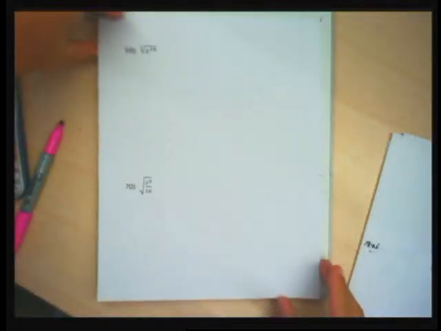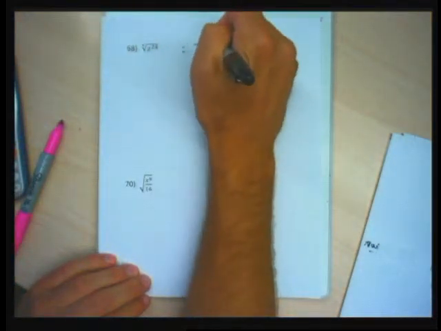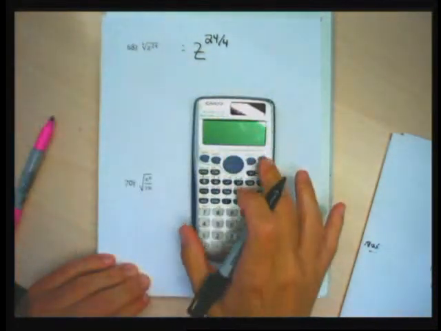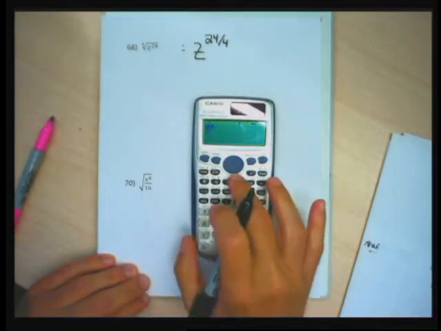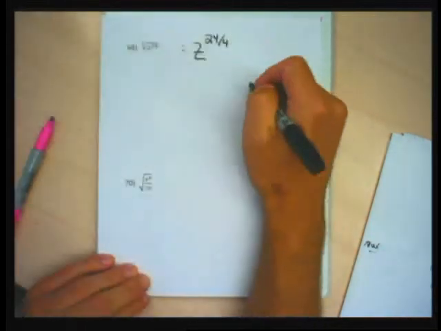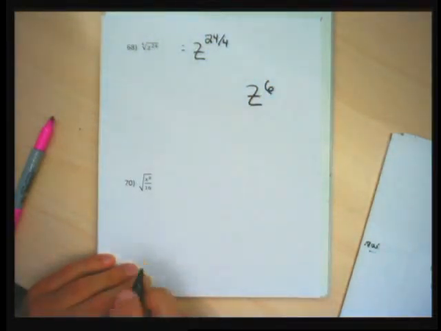68 wants me to do the 4th root of z to the 24. Again, if you can divide the exponent by the index and you don't get a fraction, that's the way we're going to reduce. So this is going to be z to the 24 over 4. I don't need a calculator for that, but I'm wearing out. And 24 over 4 is 6. So my answer to 68 won't have a radical anymore. It's just going to be z to the 6th.